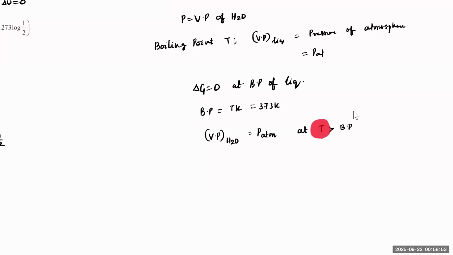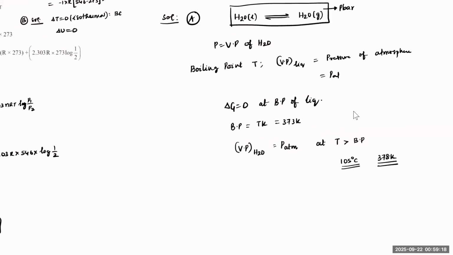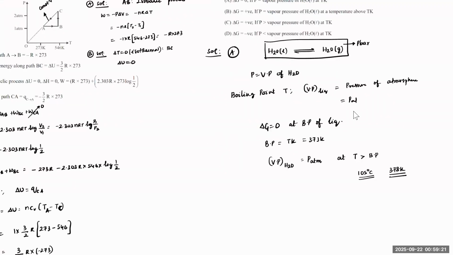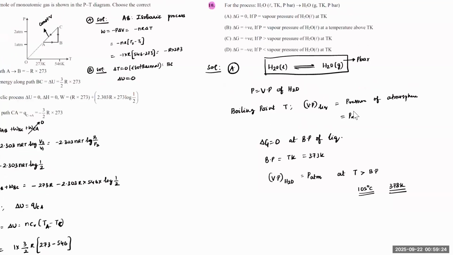This is only happening at temperature T. So can I say that the vapor pressure of H2O and P ATM are becoming equal just above the boiling point? Let's say this happens at 105 degrees Celsius, or 378 kelvins. If this is the temperature given, what happens to the delta G for this equation now? Will it be in the backward direction or in the forward direction?